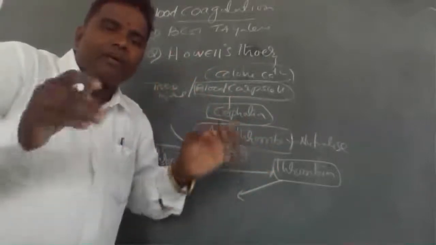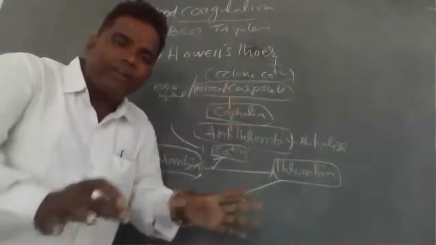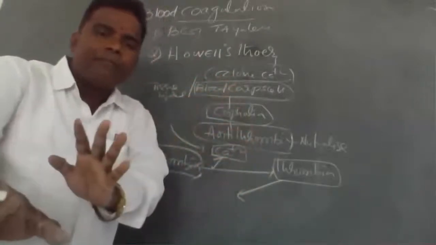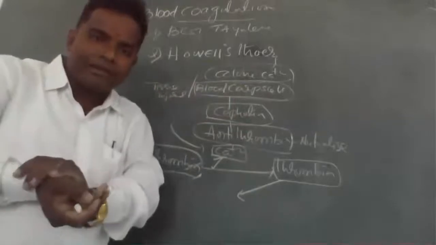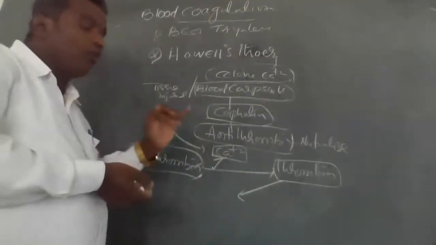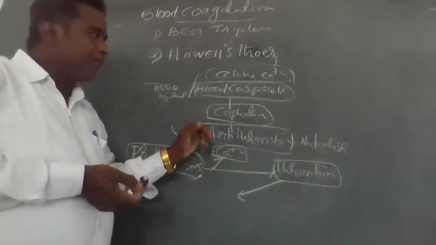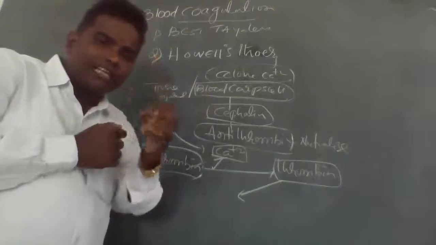Because antithrombin is present here, it should not allow the activation of prothrombin into thrombin. So only calcium is responsible, and the antithrombin is neutralized.